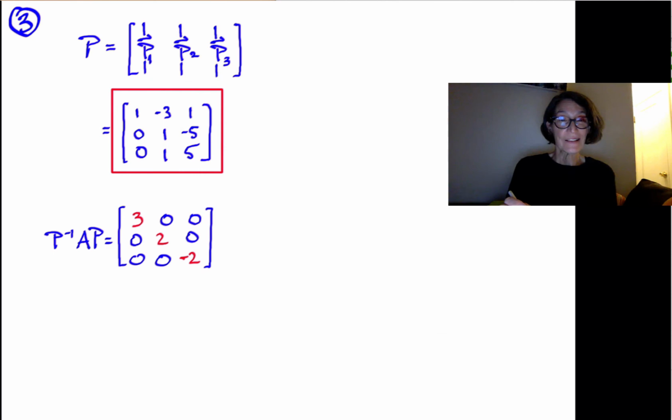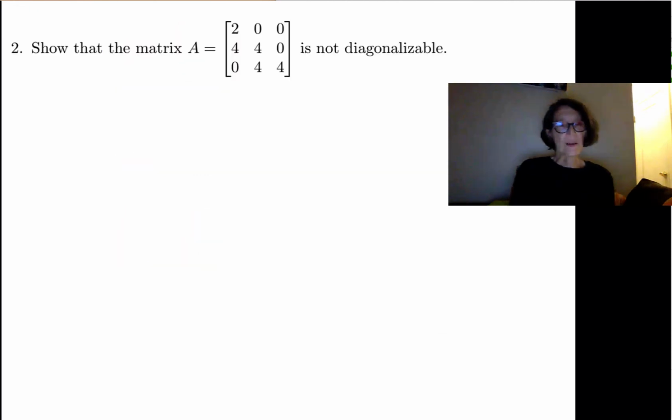All right, in this example, we're given a 3 by 3 matrix A, and we're asked to show that it's not diagonalizable. So using Theorem 7.5, all we have to do is show that A does not have an eigenbasis. That means that A does not have 3 linearly independent eigenvectors.